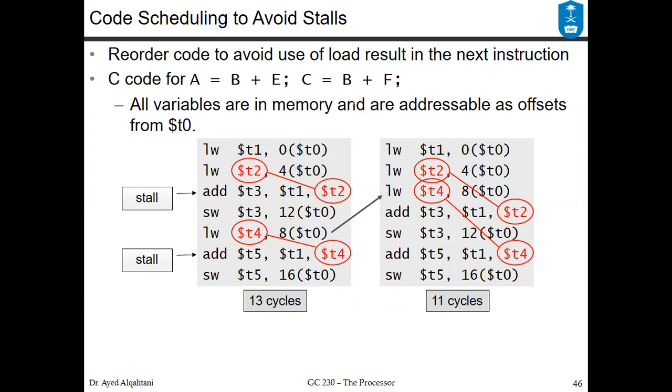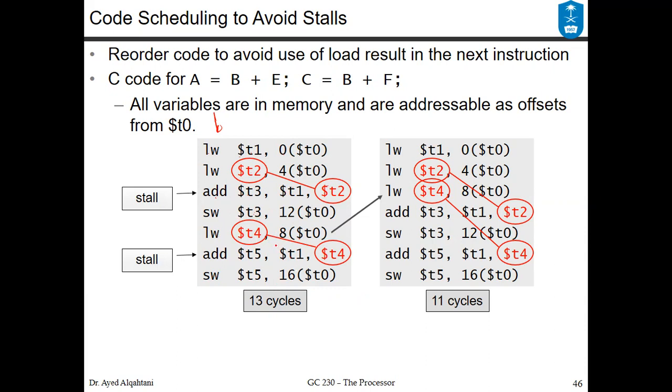If we assume this, and we have this current code, we have a load followed by another load. So we load the first variable, and then we load the second variable. And then we do the add between those two variables and get the result in T3. And then we store the result in some place. And then we load the other variable, which is the other one here. And then we add it to the running sum. And then we store the result.